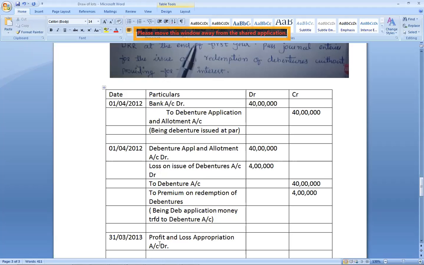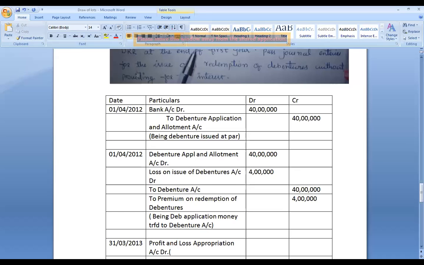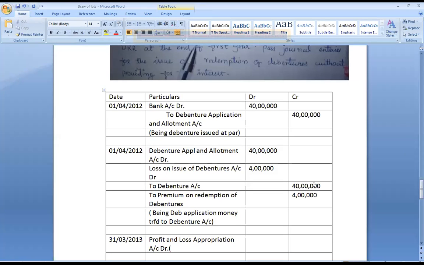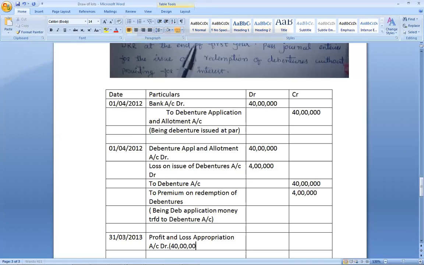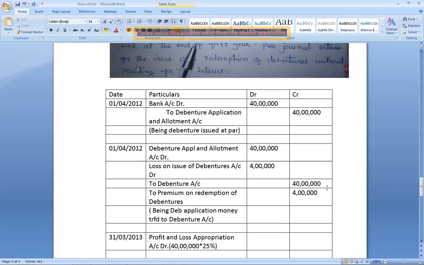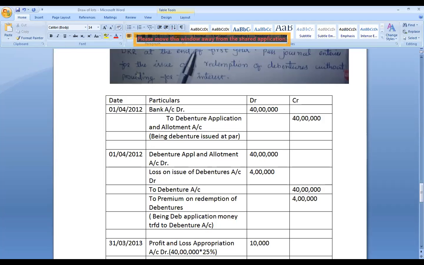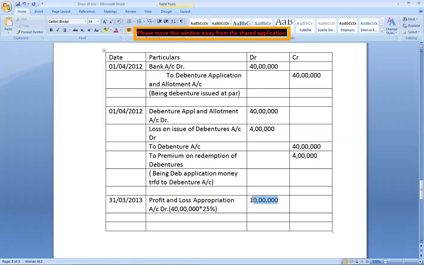this is 25% of nominal value. Now tell me, what is the 25% of 40 lakhs? It's very easy, 10 lakhs. Okay. This you will invest in the DRR.